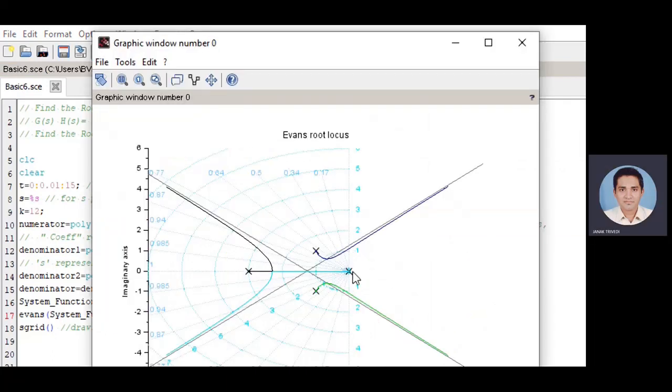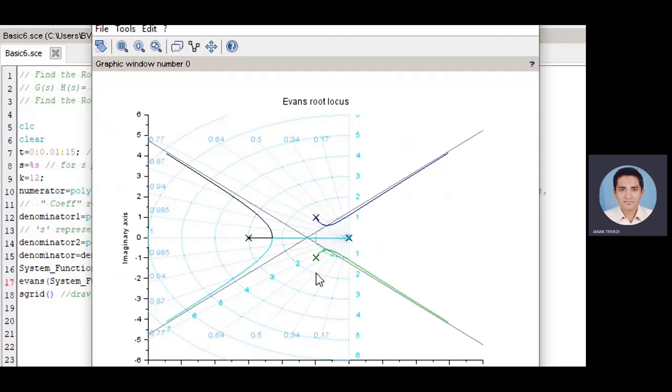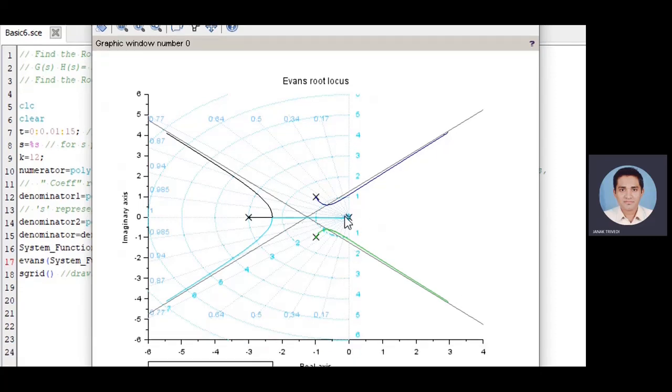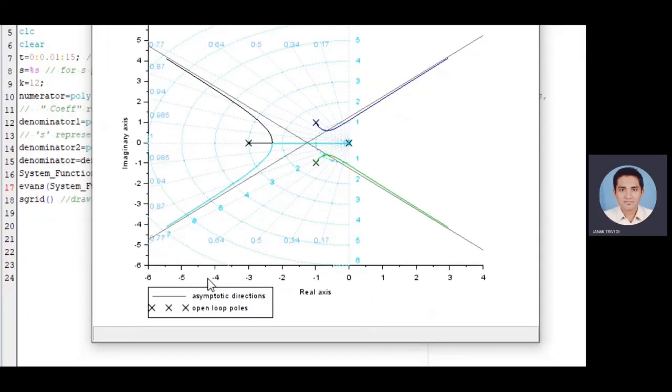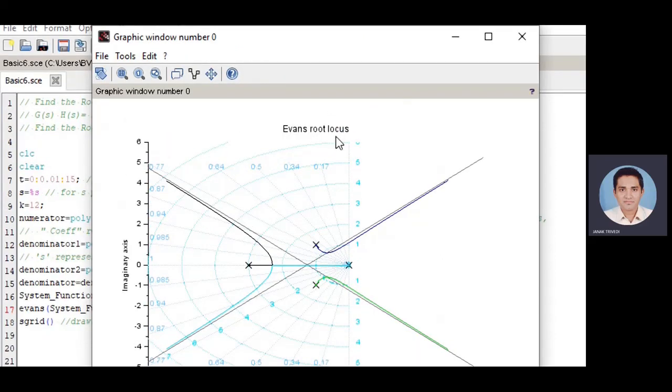So this is the Evans locus of the final system. You can see here 4 poles are there. There is no zero in the particular Evans root locus, and it is also indicated in the plot with the asymptotic direction along this particular line, and this indicates the open loop poles. This is the real axis and this is the imaginary axis. You can try more examples to find the Evans root locus of any given system function.